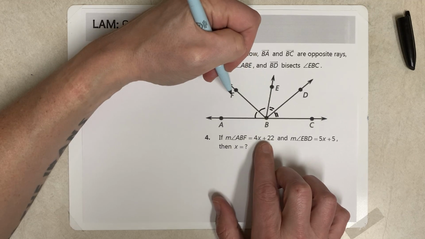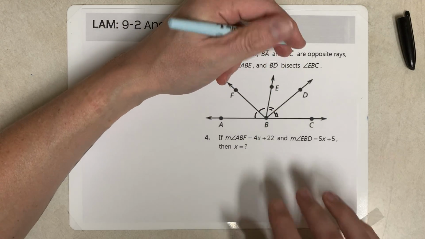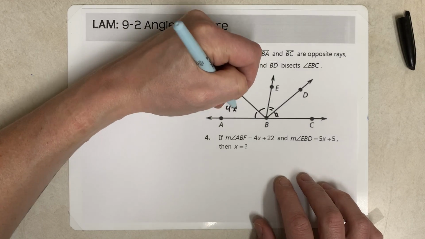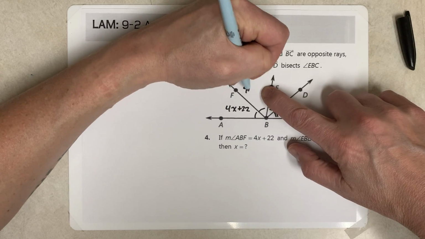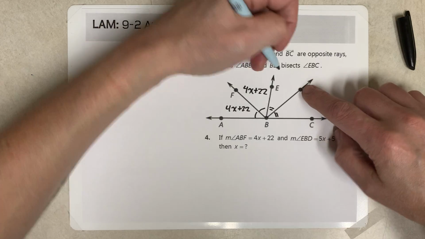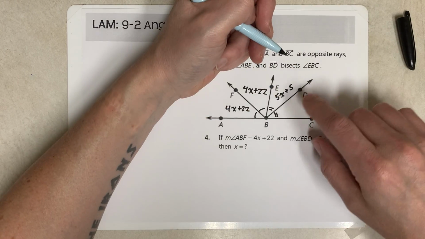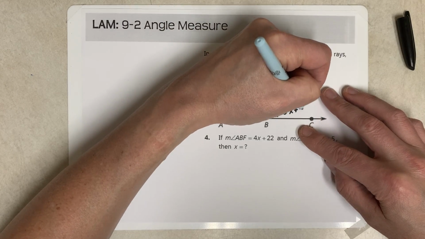ABF is 4x plus 22. EBD is 5x plus 5. Well, that's interesting. If ABF is 4x plus 22, and these are the same, then this one must also be 4x plus 22. If EBD is 5x plus 5, and these two are congruent, then this one must be 5x plus 5 also.